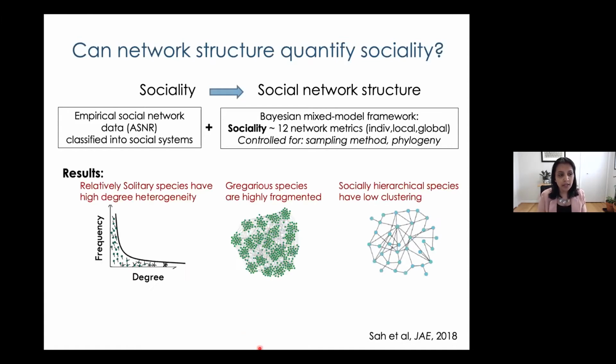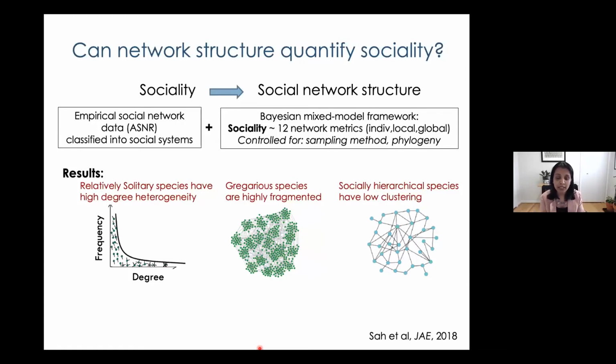And just to talk about some of the results, we found some really interesting and in some cases surprising things. So one, we found that relatively solitary species actually have a high degree of heterogeneity. This was not my intuition going into it. I would have thought the more social species in the data set, species like humans, would have more variation in how many individuals they contact. But it turns out actually the solitary species have a lot more heterogeneity in their contact.